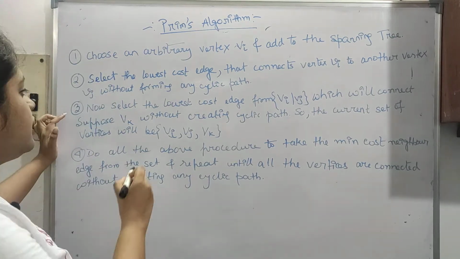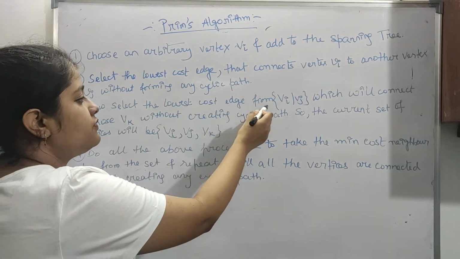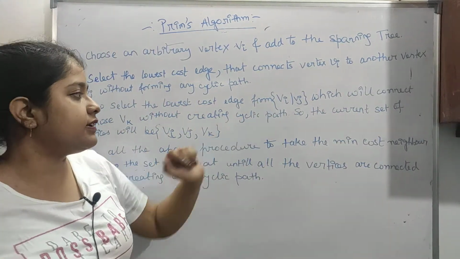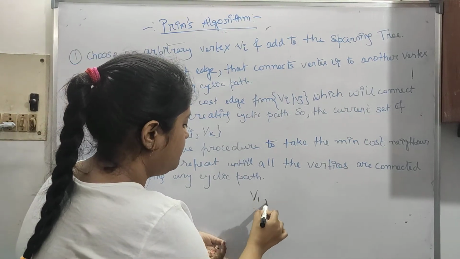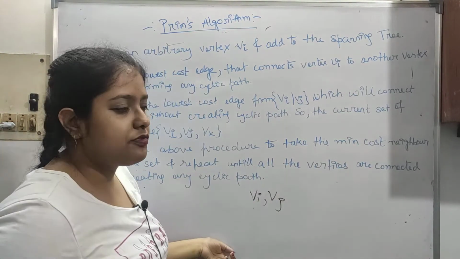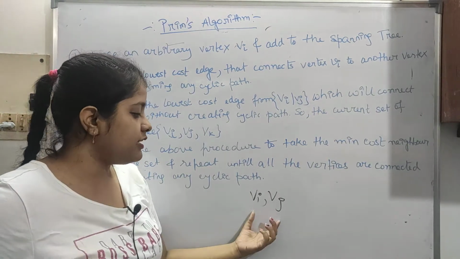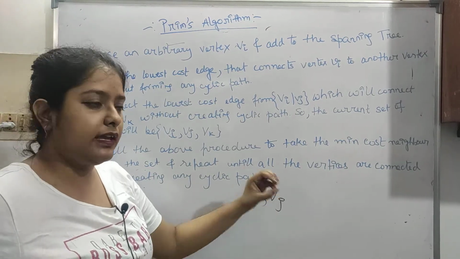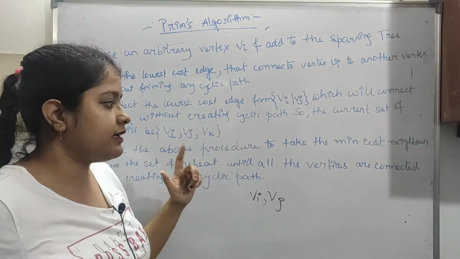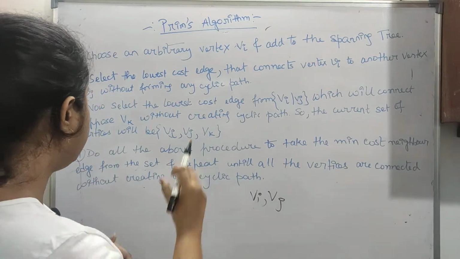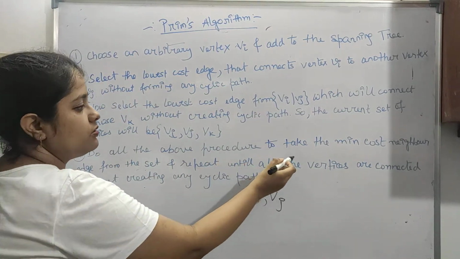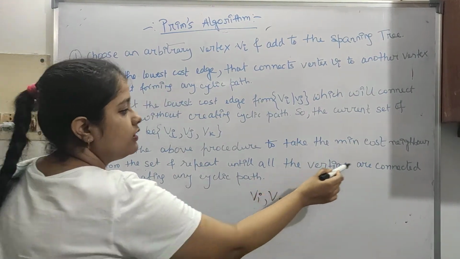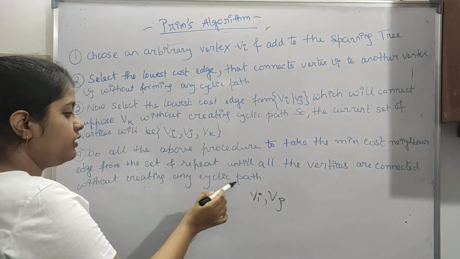Now select the lowest cost edge from Vi to Vj which will connect, suppose, Vk, without creating any cyclic path. Vi and Vj are there in our graph, so we have to check all the outgoing edges, take the one with the minimum cost, and again check whether any cycle is being made. Like this we continue, taking the minimum cost neighbor edge from the set, and repeat until all the vertices are connected without creating any cyclic path.